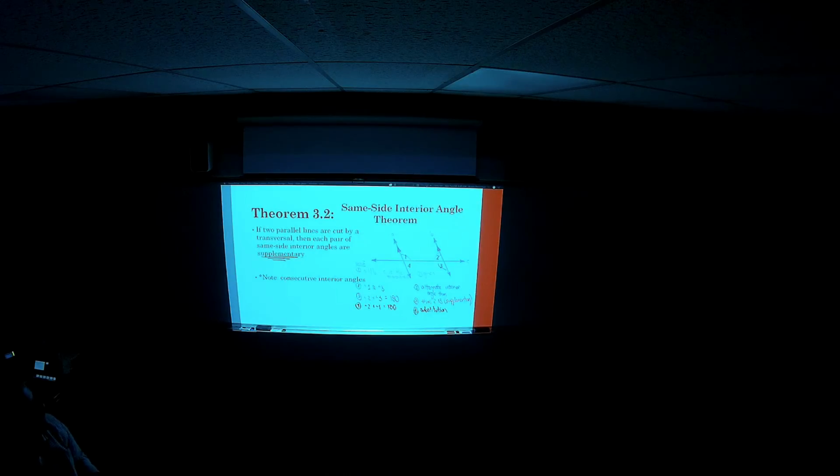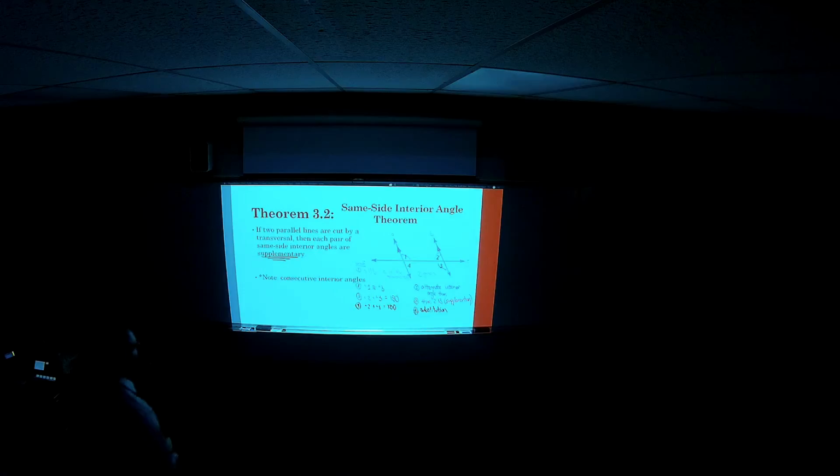Same side interior. Now, here's the thing. This name right here is what I pulled from every other textbook I've ever used. Your book, for some reason, calls it this, which I think is completely goofy, and I'm never going to call it that, because we've never used that word before, ever. Which I think is weird, because this is what they told you in the last section, section 3.1. That's all we did last week. Why would they just make up some new term? It doesn't make sense. Whatever.